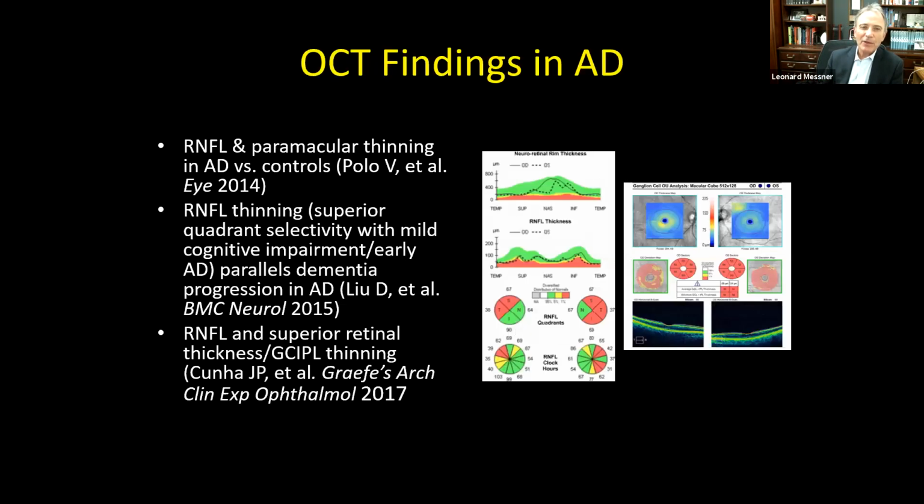Of course, now with OCT, this calls into question the use of OCT as a potential biomarker of disease activity in the setting of Alzheimer's dementia. And indeed, there are a number of reports showing various patterns of thinning, both of the retinal nerve fiber layer as well as of the ganglion cell complex in the setting of Alzheimer's dementia.